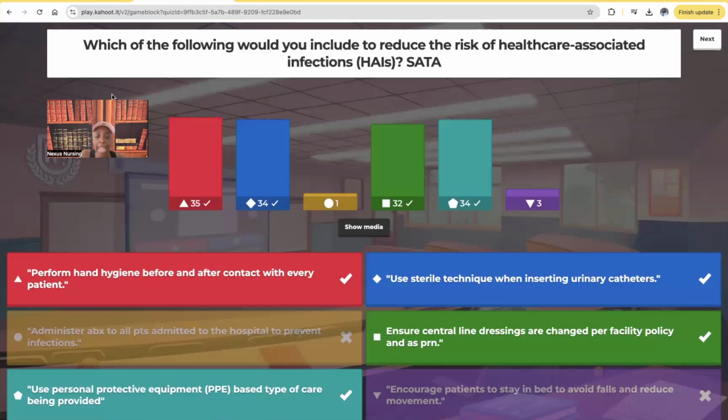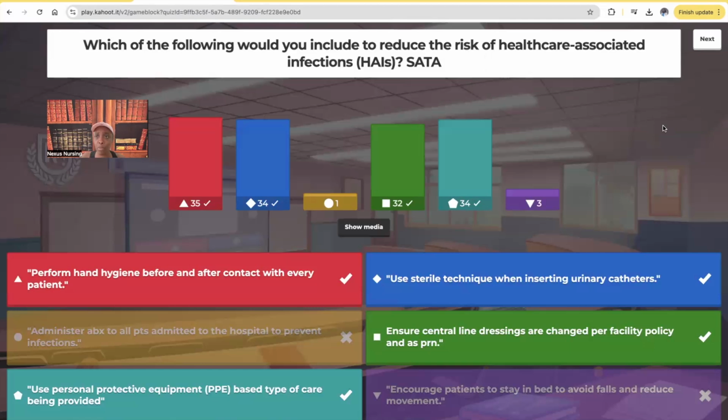And last, encourage the patient to stay in bed to avoid falls and reduce movement. No, absolutely not. The more that patient stays in bed, the more that movement is restricted, the higher their risk for getting infections such as what? Pneumonia, right? We want the patient to turn, cough, deep breathe. We want them moving around. We want those lungs to expand. We want early mobility. Absolutely.